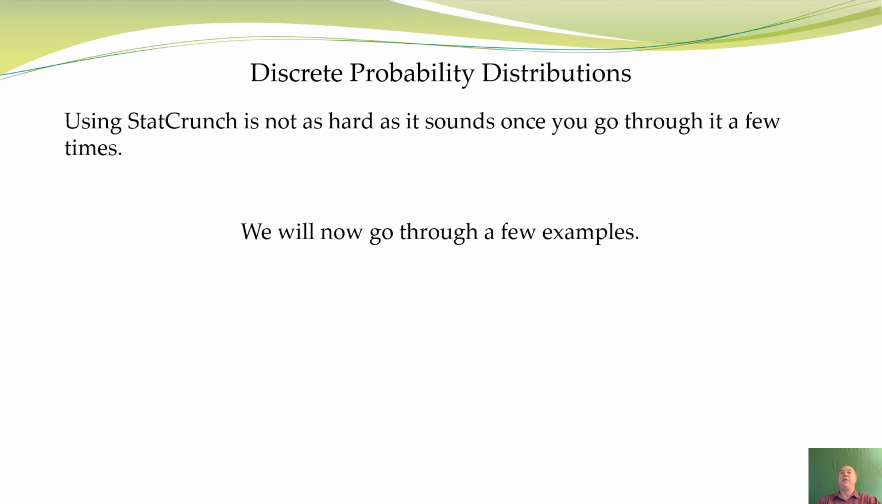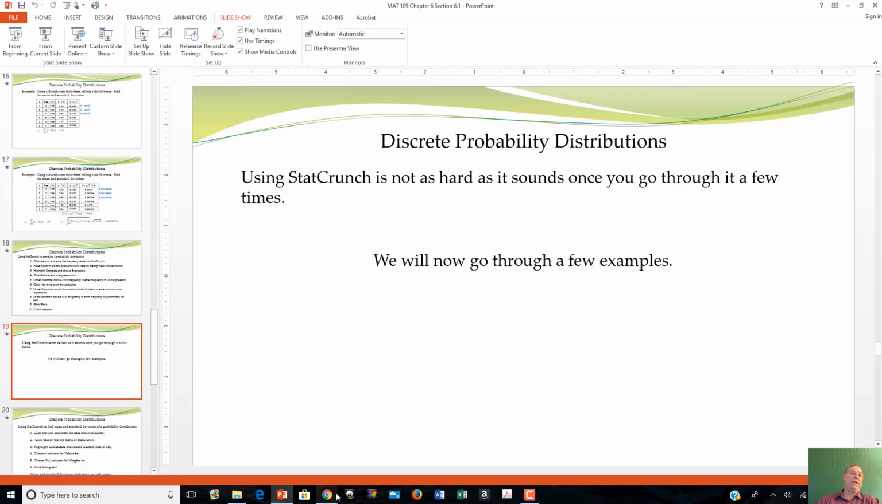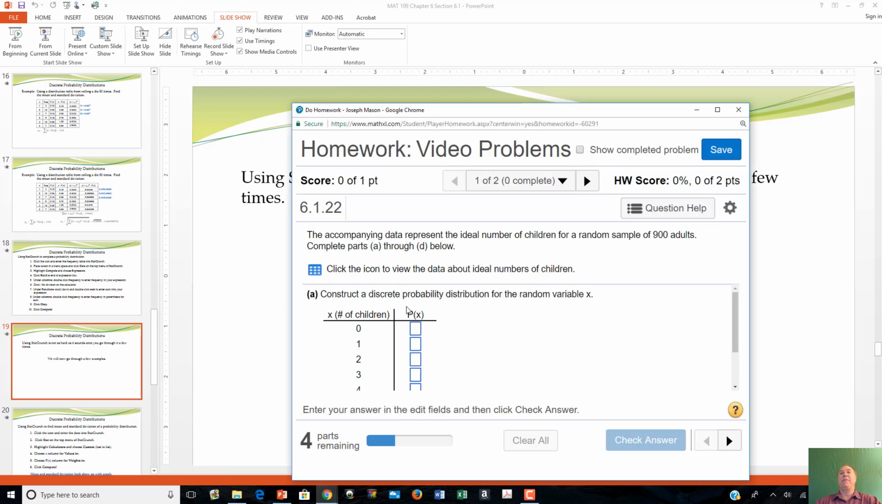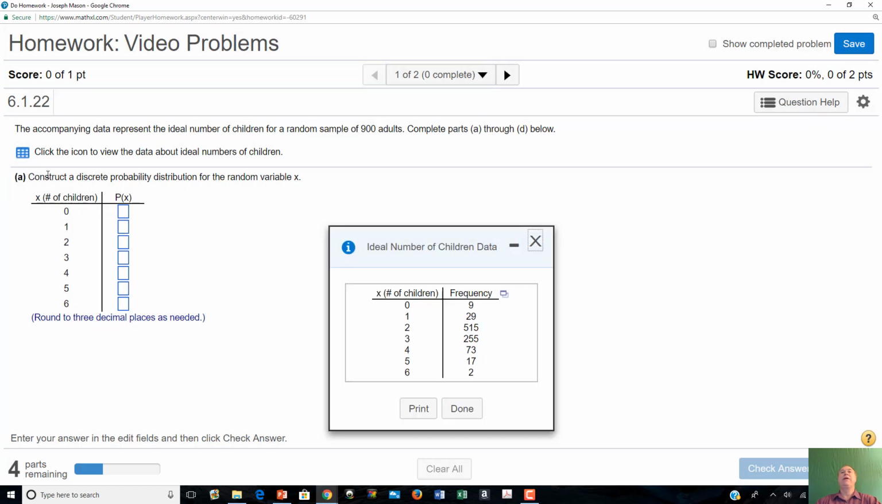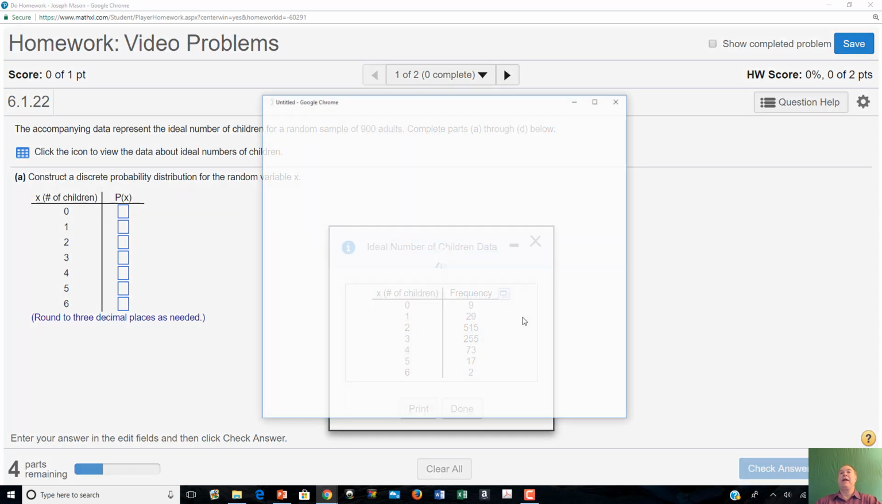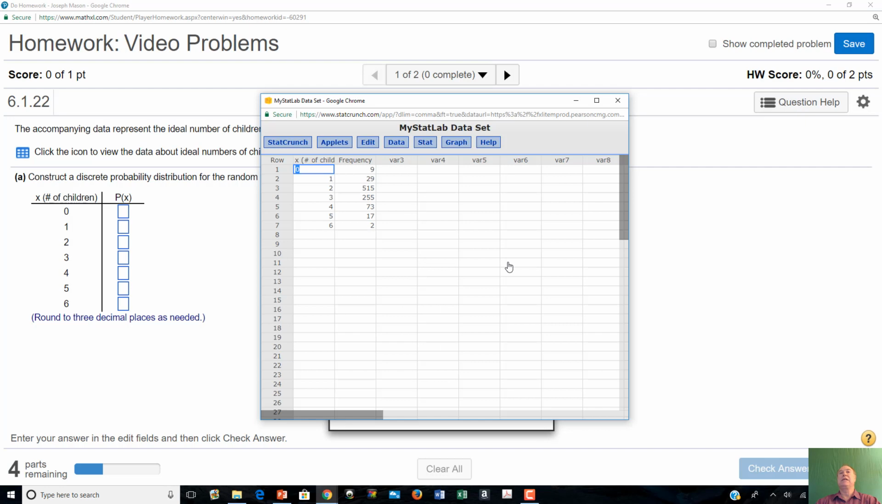Okay, let's go through an example of this. If I just stop this for a second, go down here to my example. Here is my example. The accompanying data represents the ideal number of children in a random sample of 900 adults. Complete parts A through D below. So here is my frequency distribution, and I want the probabilities of each of these. So I would open in StatCrunch. Now, here is my frequency table, but if you recall, we want a probability distribution.